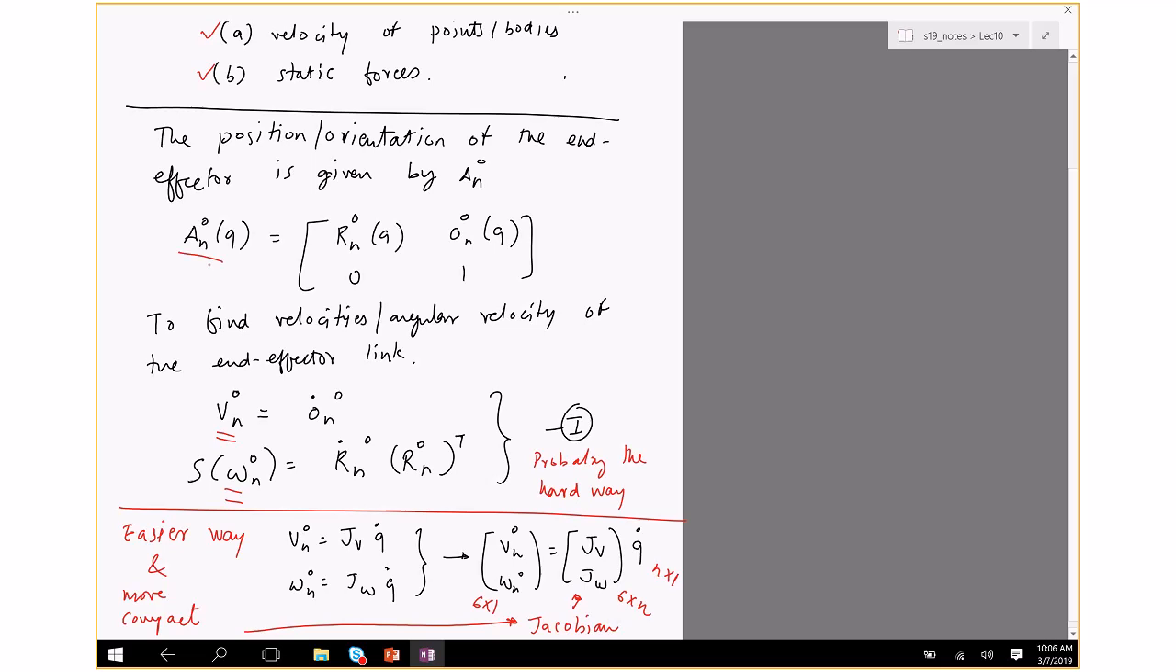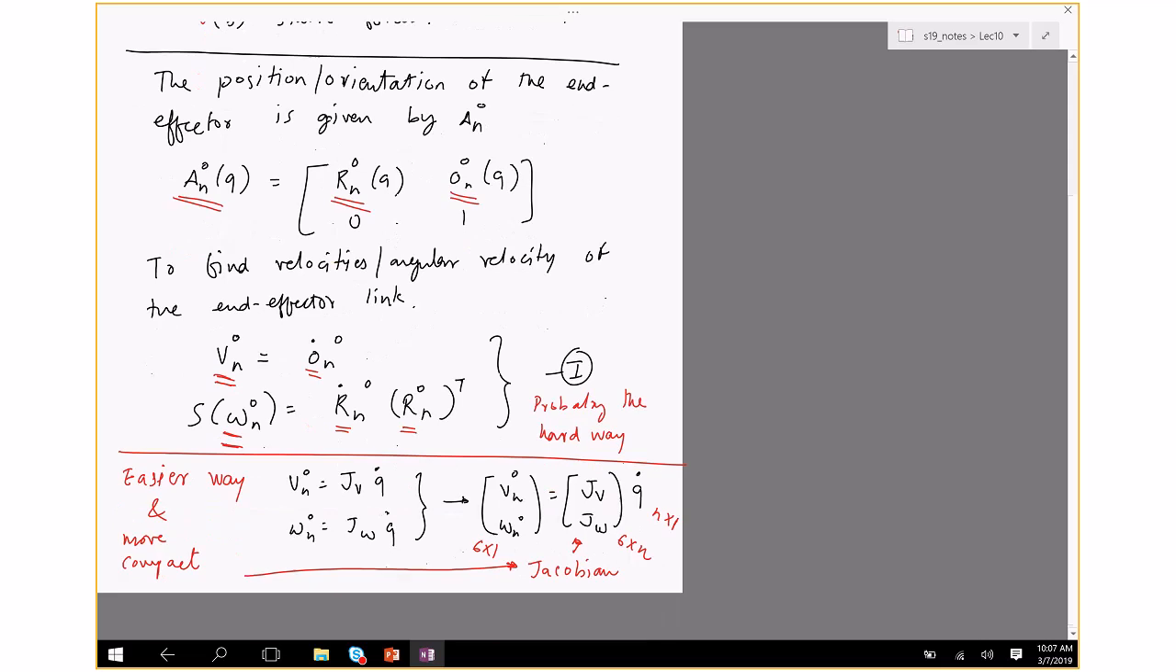So this is the homogeneous matrix which defines the position and the orientation of the end effector. If you take the first derivative of the position, you get the velocity. And if you want to find the angular velocity, you need to take this R matrix and multiply it in a specific way, which we did in a previous class, and you get S. So this computation can be done. Very likely, when you do it, you'll get a giant mathematical expression, which is not very workable.